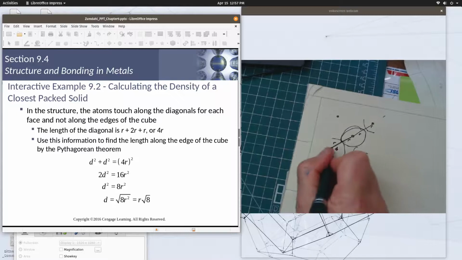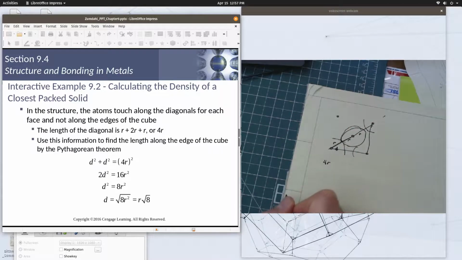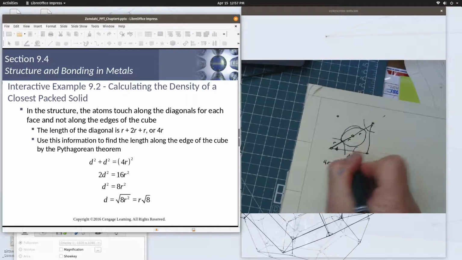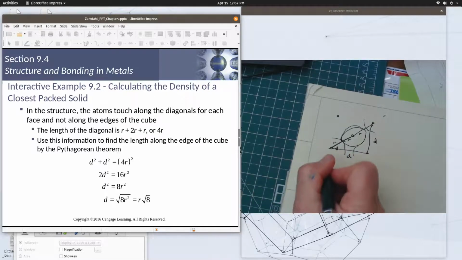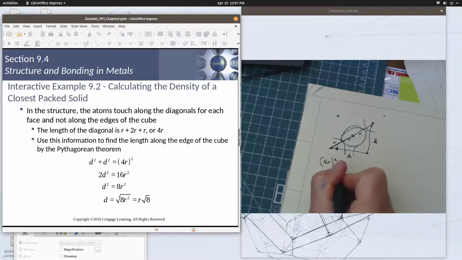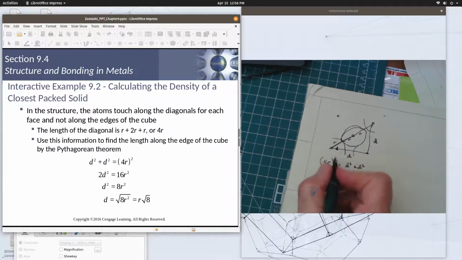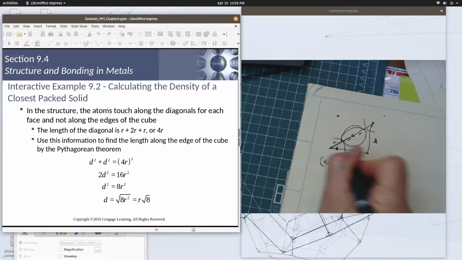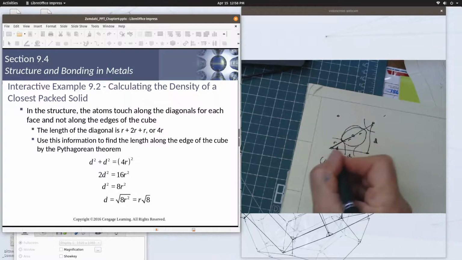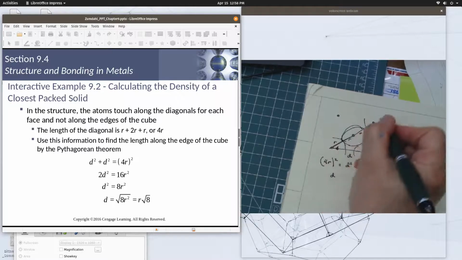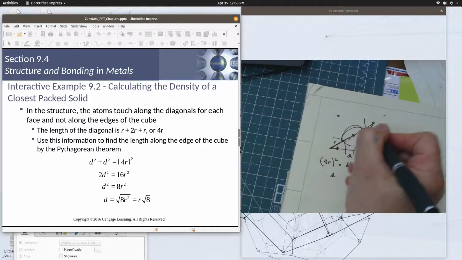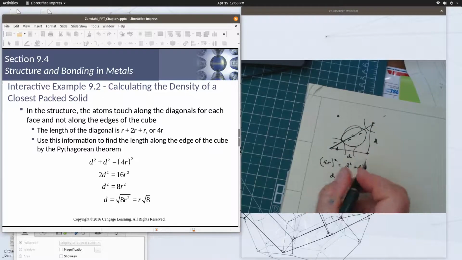Now I need to know the size of the unit cell. We'll call this edge D, and that's D. So 4 times the radius squared, by the Pythagorean theorem, is equal to D squared plus D squared. And I get that this D, this distance right here, is not equal to 2r. This is 4r across here. The atoms only touch each other across the diagonals of these faces. So solving the Pythagorean theorem, D is r times the square root of 8.